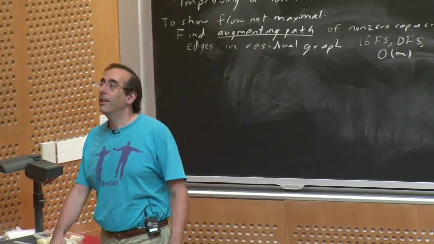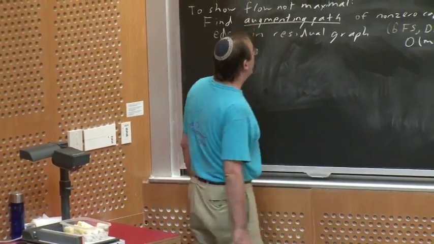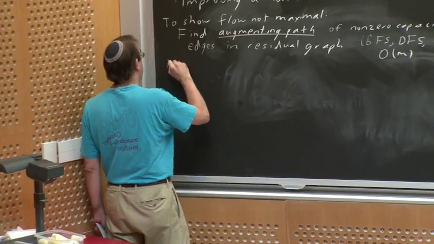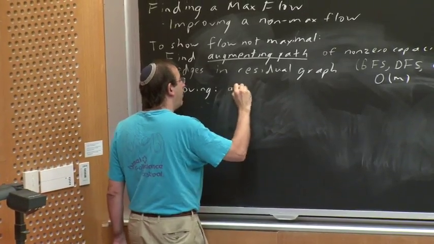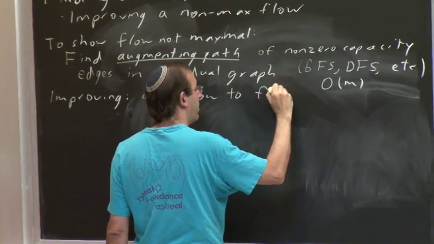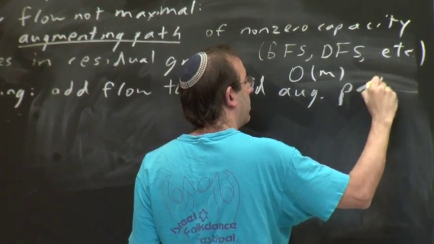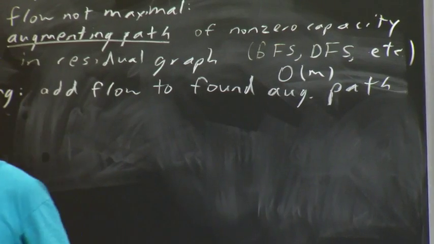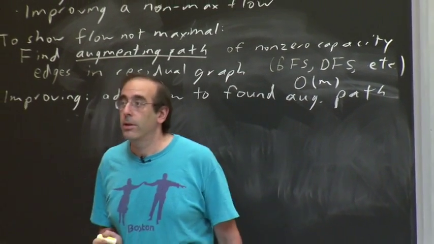Yes? Well, if you found an augmenting path, just increase the flow on the path. OK. So to improve, we can add flow to the found augmenting path. Right? How much can we add? The minimum capacity on the path.